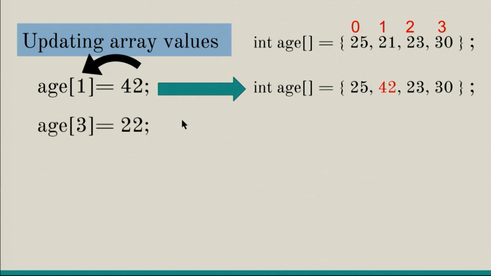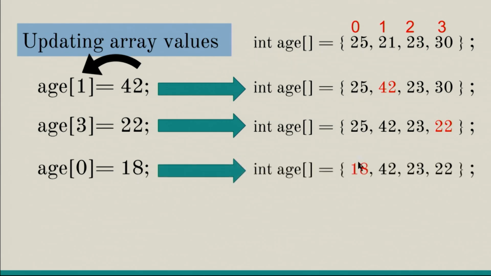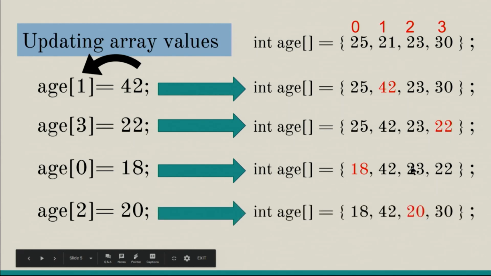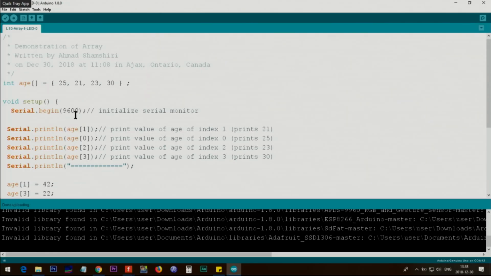And let's say you want to have 22 into index 3. So index 3 means in here. So this value now has been updated. And if you do 18 into index 0, we will have this 25 replaced now by 18. And if we do 20 into index 2, counting 0, 1, 2, you will see that 23 has been updated into 20. I've updated the array now.